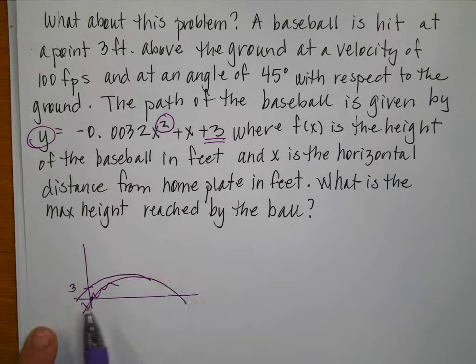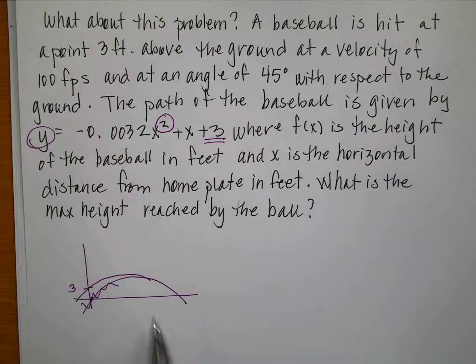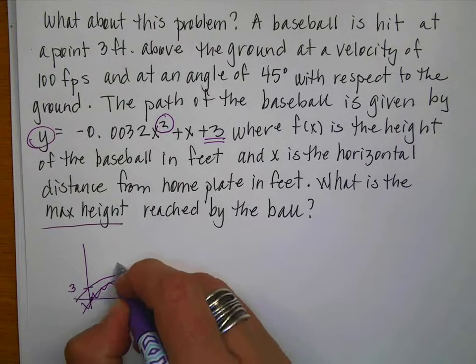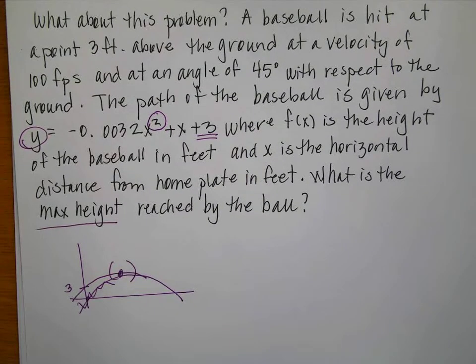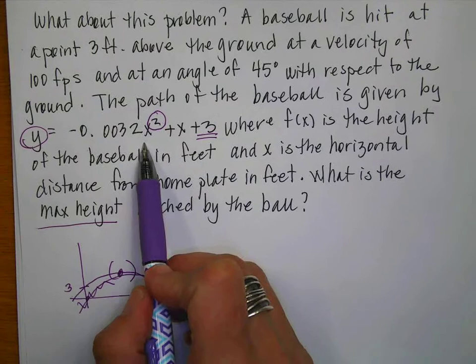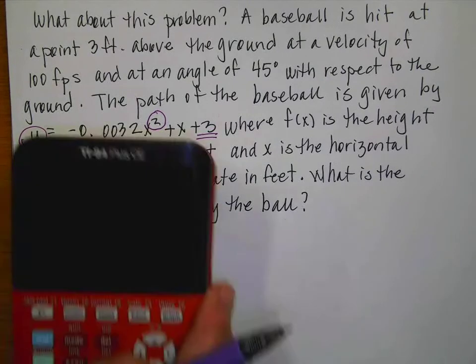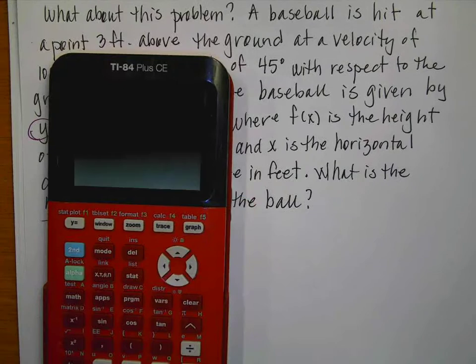Here's the ball, except it's going to have a y-intercept. So technically, it would be starting at 3. So the ball is going to go up, the ball is going to come down and hit the ground. The question is, what is the maximum height of the ball? So I'm looking for the vertex of the parabola. Well, this is yucky. I don't want to put that in vertex form by hand.